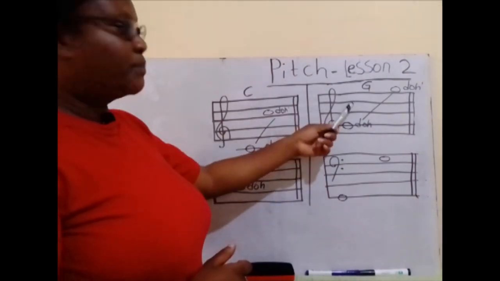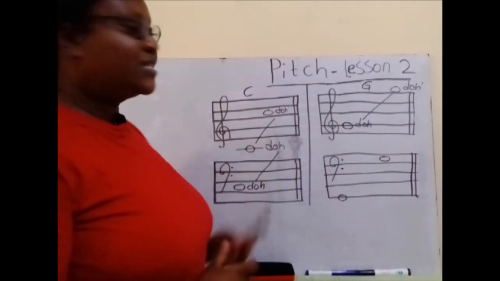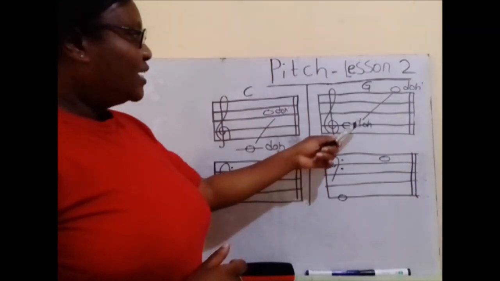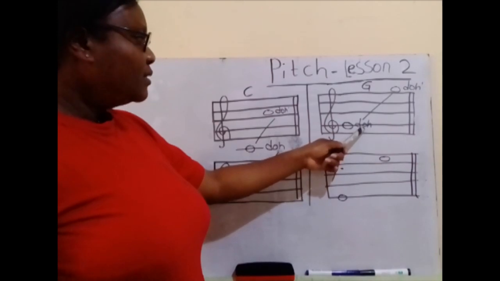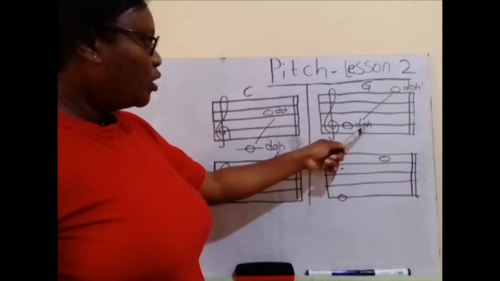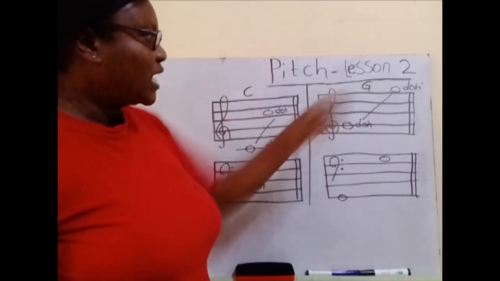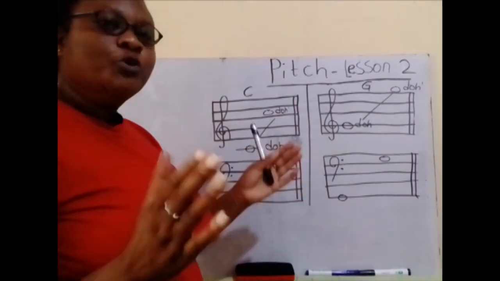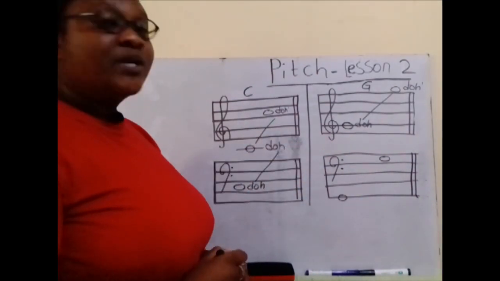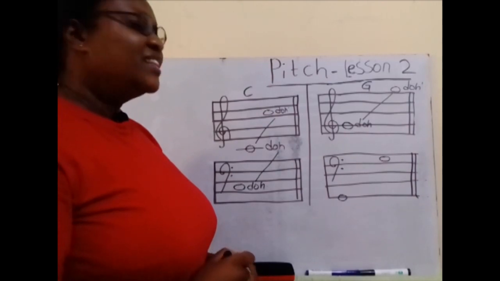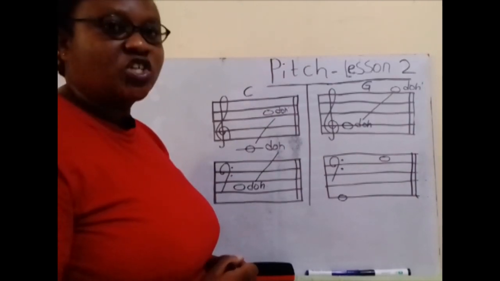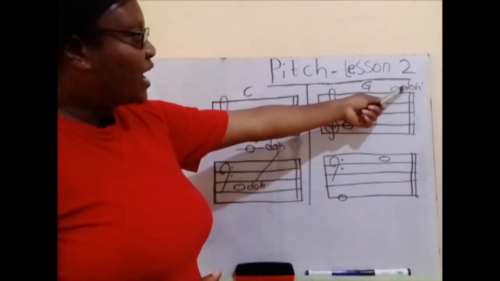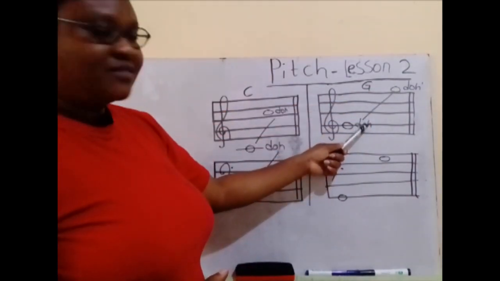Let's assume these are sopranos or female voices singing. Let's assume there are 2 groups singing. Group 1 is doing this Do, and group 2 is doing that other Do. And then you put them together. You will realize that the 2 voices are totally different in pitch, because this is octave higher than this.